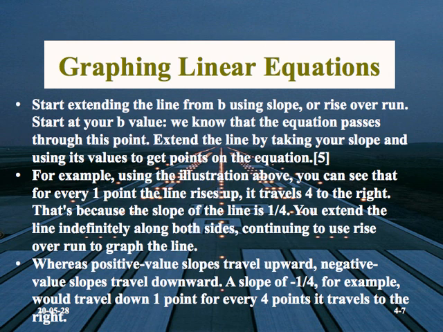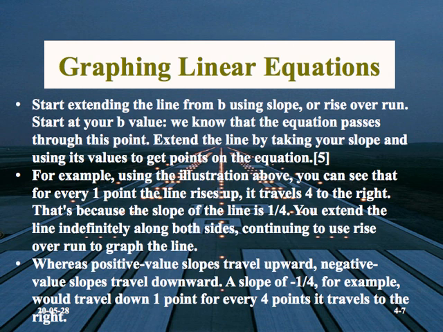Start at your b value. We know that the equation passes through this point. Extend the line by taking your slope and using its values to get points on the equation. For example, using the illustration, you can see that for every 1 point the line rises up, it travels 4 to the right. That's because the slope of the line is 1/4.